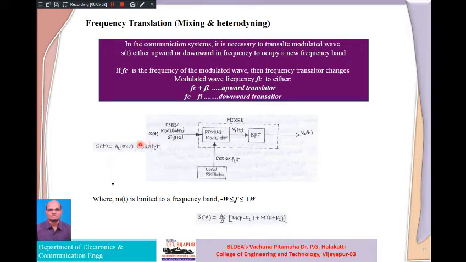Okay, so that is A_c m(t) cos 2πf_c t, the modulated DSB signal we are giving as input here, and to the product modulator another signal is coming, a high frequency carrier signal from the local oscillator. Here m(t) is a band limited signal from -W to +W, and its Fourier transform pair you can see here.